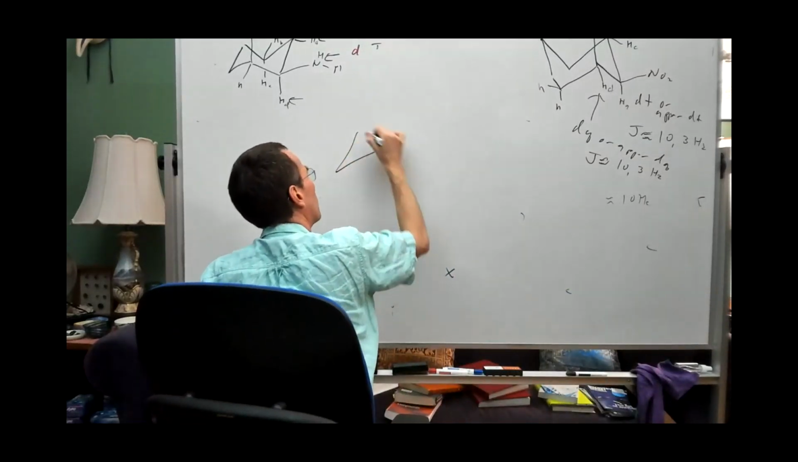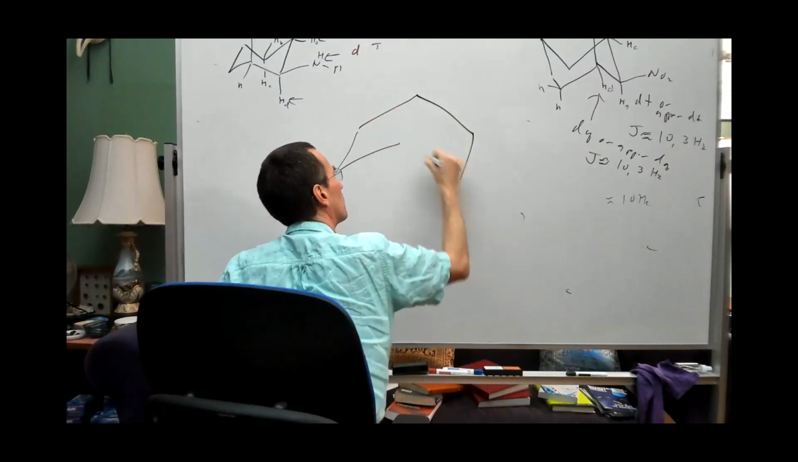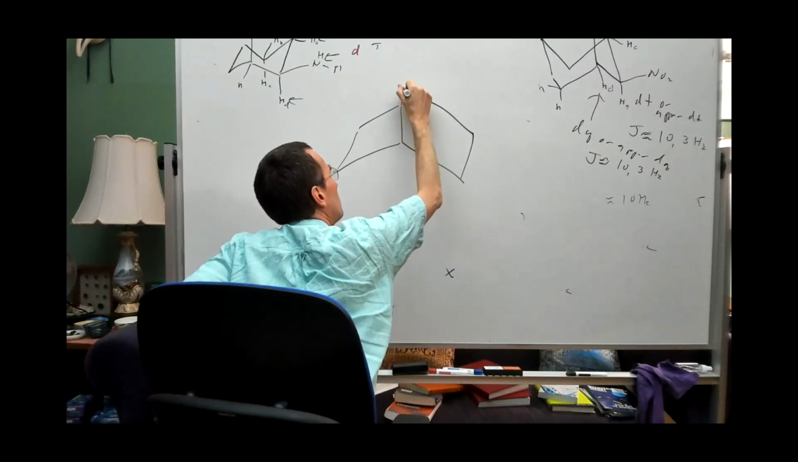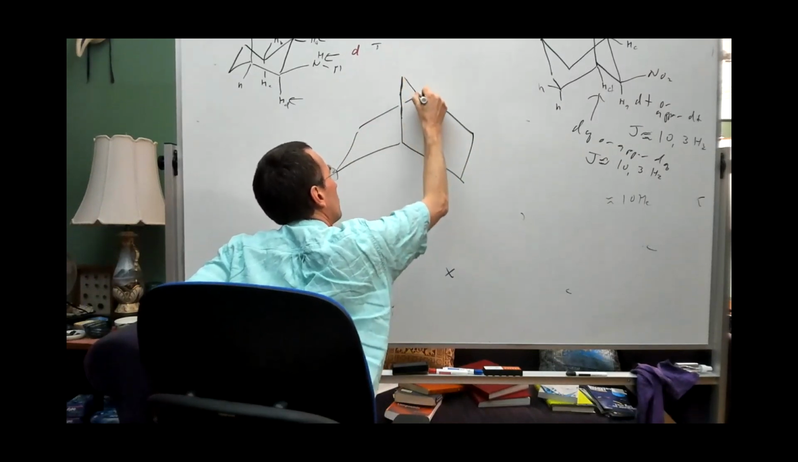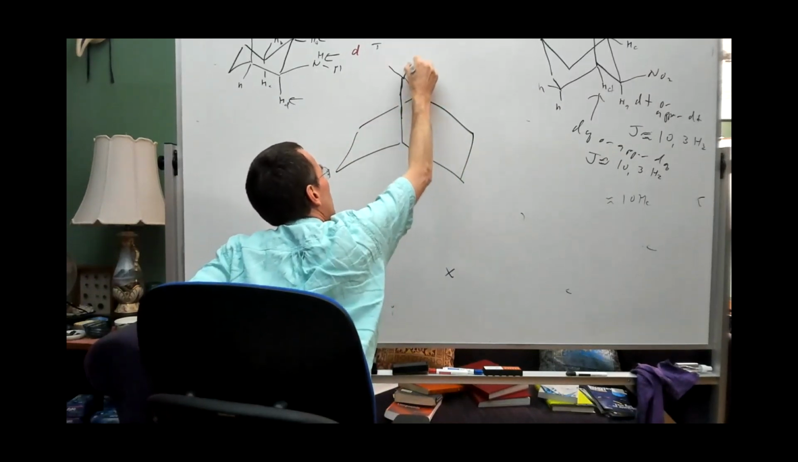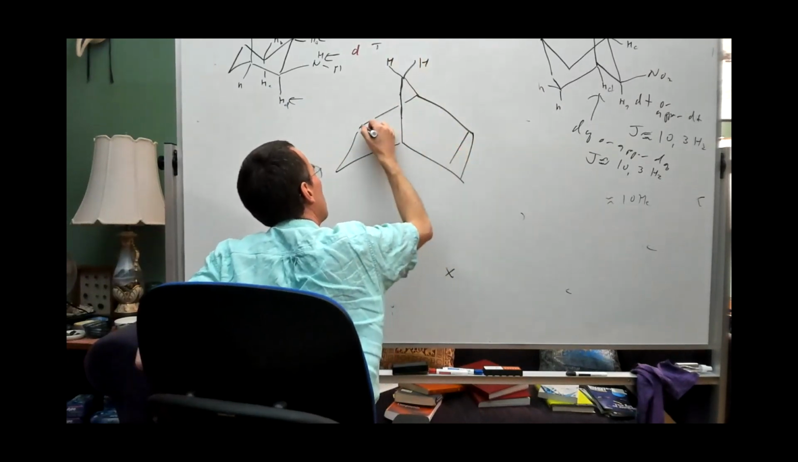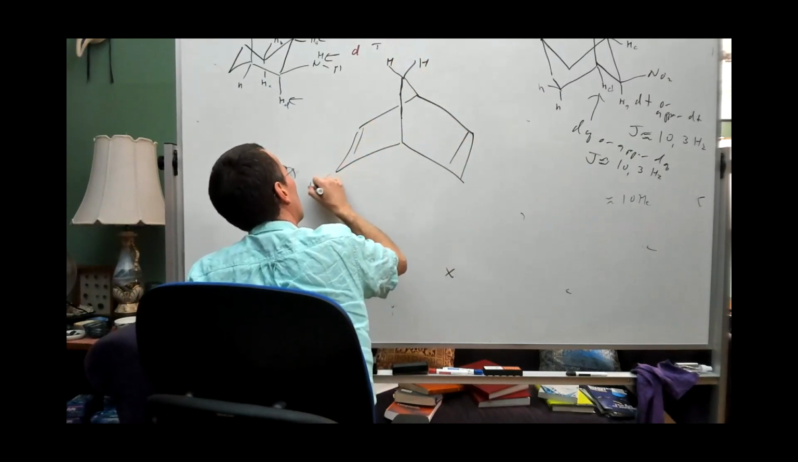Norbornadiene. If I were a really good person, I would be able to do that drawing and anticipate where the bond crossed.